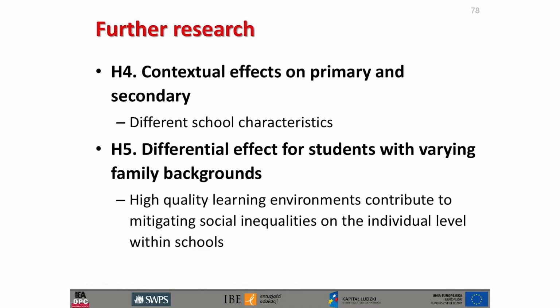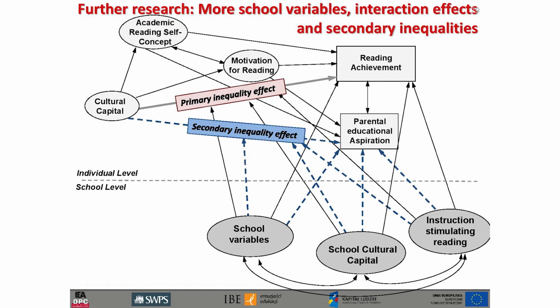So those two hypotheses are left for further research. And this would be analyzed in this model, which is a very complex model, and which considers not only other school variables and their influence on reading achievement, but also an interaction effect between those inequality effects, what I explained before, so that we can try to analyze if those school-level effects are different for different student groups.